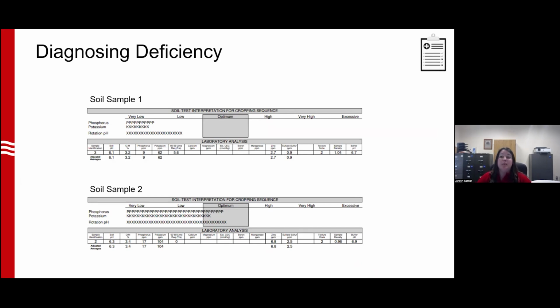So taking a tissue sample and a soil sample together will tell us if the field is truly deficient in that nutrient. Like in sample one here, we can see that phosphorus and potassium are very low. So there'd be no surprise that there are deficiency symptoms there. In some cases, the soil's fine, actually, in phosphorus and potassium in sample two. You can see that they're in the optimum range. So in this case, they're just not getting into the plant for some reason, and we need to figure out why.